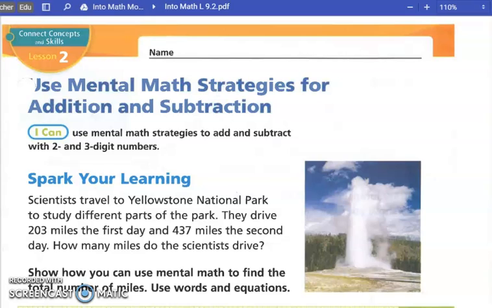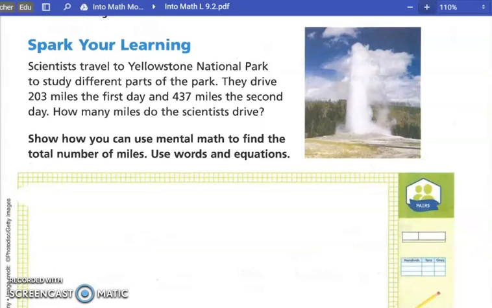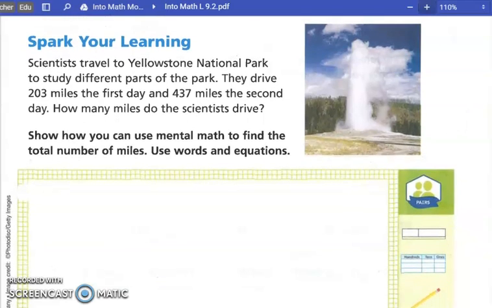Today we are looking at Module 9.2, use mental math strategies for addition and subtraction. I can use mental math strategies to add and subtract with 2- and 3-digit numbers. I'm going to look at the Spark Your Learning. You're going to look at this with the people in your table group. So if you're at home, I guess you'll be on your own or with your parent or a sibling. Go ahead and look at this.